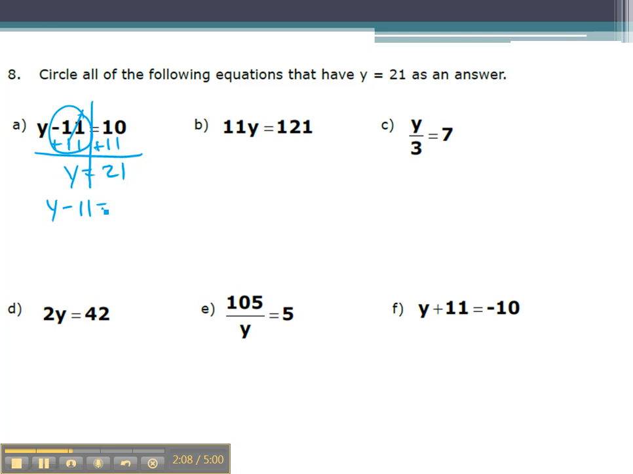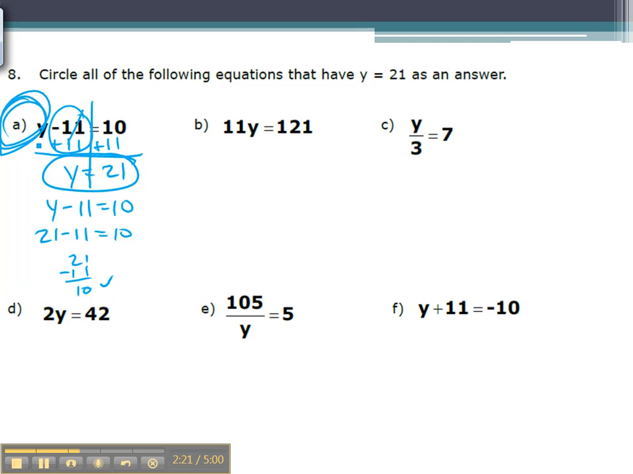Y minus 11 equals 10. Put 21 where y is. 21 minus 11 equals 10. 21 minus 11 does equal 10, so y equals 21, and there's one of the equations that has y equals 21 as an answer.